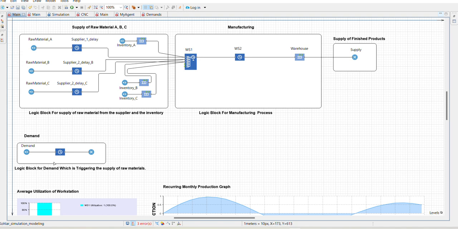We also have a supply demand block here, which shows that when demand comes, it triggers the supply of raw material. Then the manufacturing process is carried out, and finally we supply the finished product to our end user. Now let us run this model and test it depending upon different scenarios.